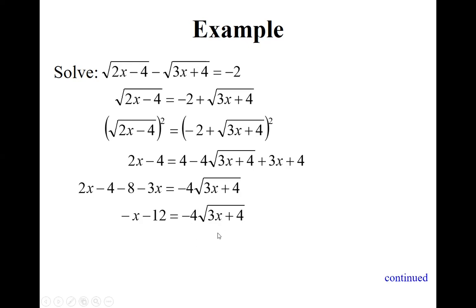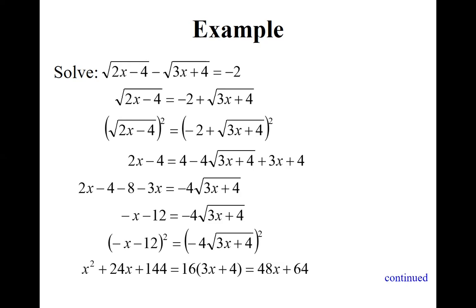Since we just have the single term, you might be thinking, should I divide by negative 4? You don't have to. This is close enough to by itself. Let's just go ahead and square both sides, rather than divide by negative 4 and involving a fraction. Be careful when you square negative x minus 12. You get x squared plus 24x plus 144.